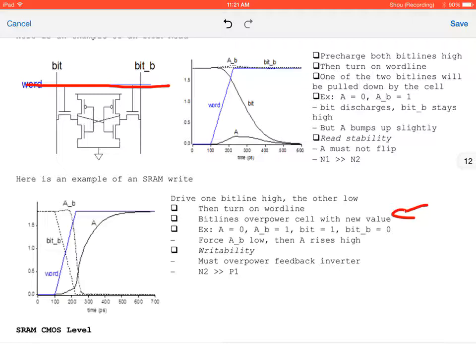I can show you the little dot diagram that's from the textbook. So A bar is forced low, and then A is risen high. So what you have now is you have now changed the value of the cell. So I should say what they mean by A and A bar is the values of the inverters. Okay. So this would be A bar, which correlates to bit bar. As you see, A bar goes down with bit bar, and bit goes up with A, right?